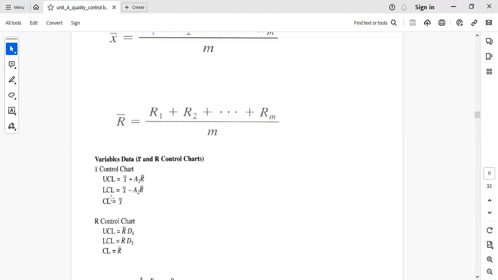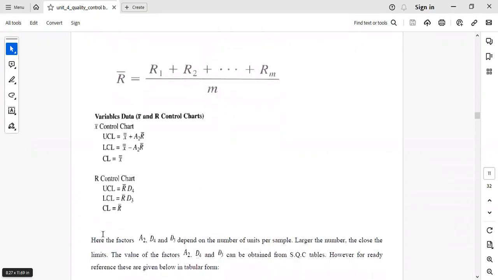Then the control limit, that is now the LCL. Okay. Then for the R chart, again, we saw these were the formulas that we got for each, that is for the upper and the lower control limit.